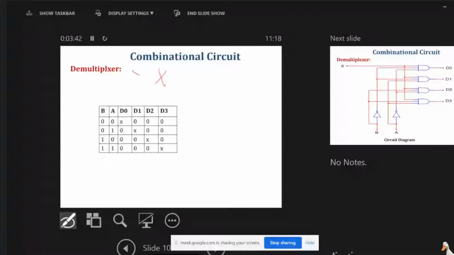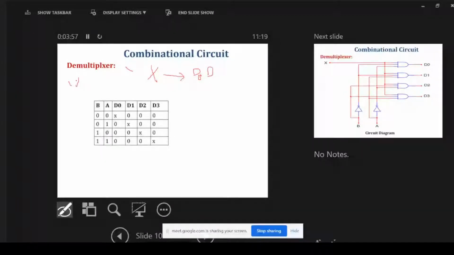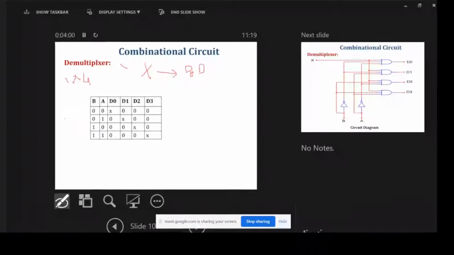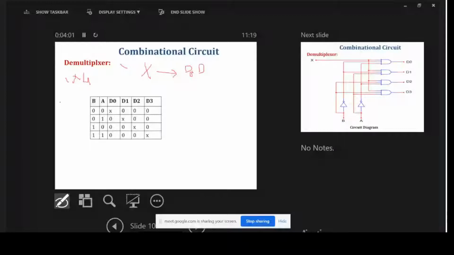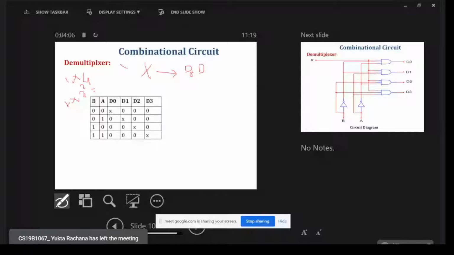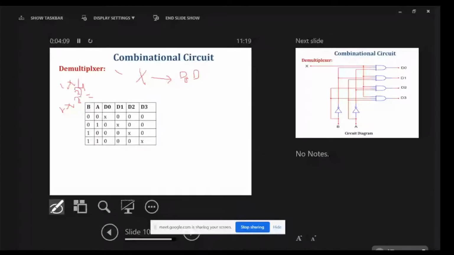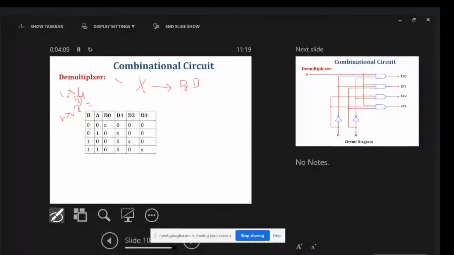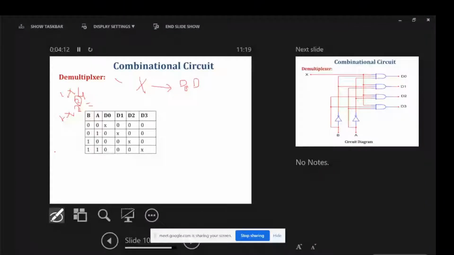Okay, what we want is that this input will go to any of these 4 selection lines. So here we are talking about a 1 to 4 demux. That means 1 to 2 to the power 2. It means there are 4 output lines and 2 selection lines.